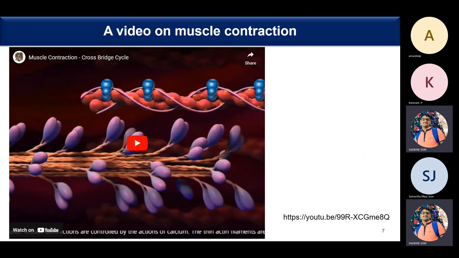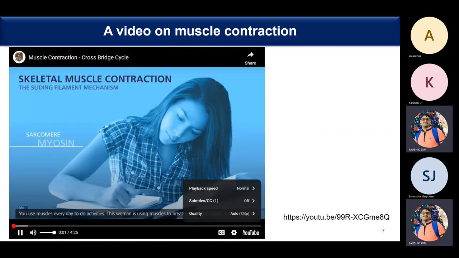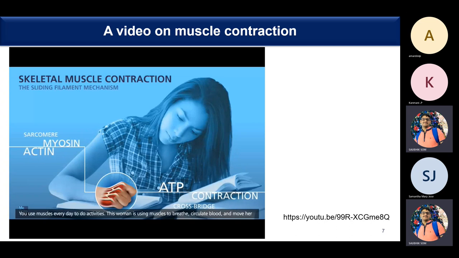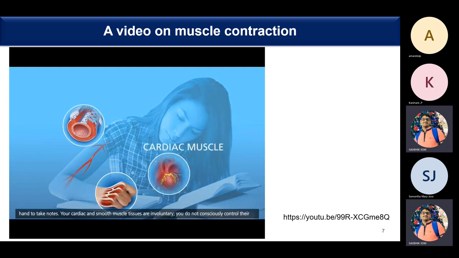Okay, so next one is another video animation for your better understanding, the video on muscle contractions. So you use muscles every day to do activities. This woman is using muscles to breathe, circulate blood, and move her hand to take notes. Your cardiac and smooth muscle tissues are involuntary. You do not consciously control their actions. Skeletal muscle works under voluntary control.